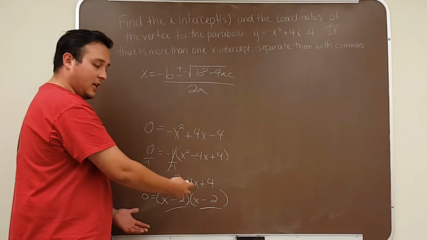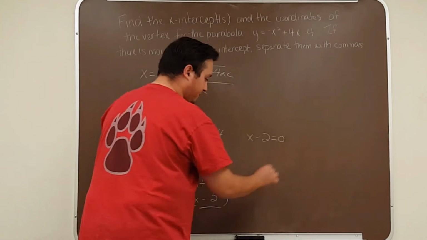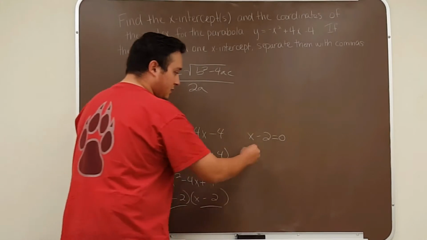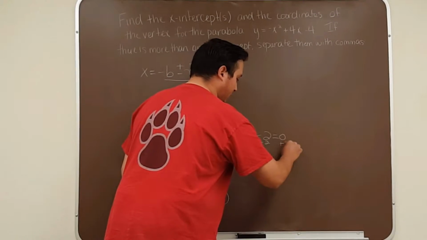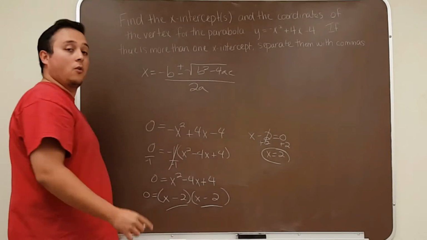Since in this case they're the same, I'm going to just take one of them and set it equal to 0. So x minus 2 equals 0. That comes from here. Solving for x, I'm going to add 2 to both sides. Whatever you do to one side, always make sure you do it to the other. So you have x equals 2. This is your only x-intercept.